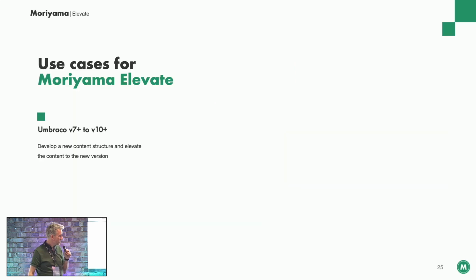So what are some of the use cases? Well, I think the one that we're all probably interested in initially is getting Umbraco V7 to V10 in one step. So you take your existing V7 site, create a brand new V10 site the way you want it to be, the way your clients want it to be, get the setup how you want it, map the data across, move it over. So that's probably the most obvious immediate use case.